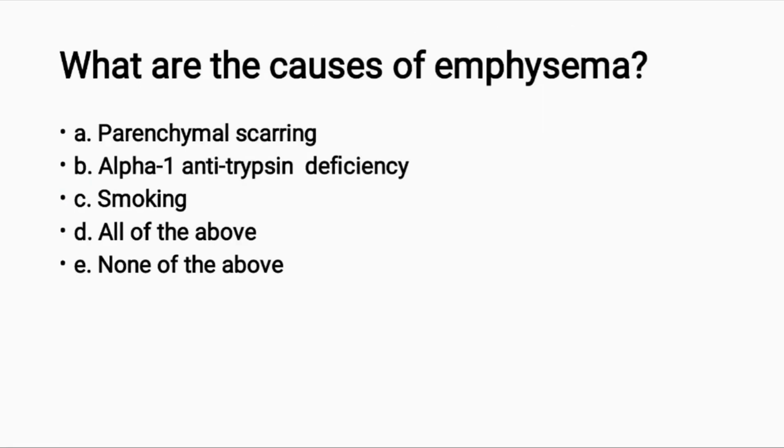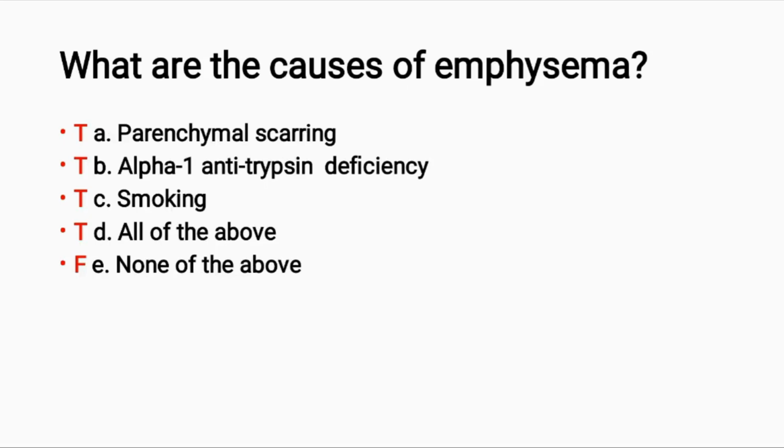What are the causes of emphysema? A. Parenchymal scarring. B. Alpha-1 antitrypsin deficiency. C. Smoking. All of the above or none of the above? Well, parenchymal scarring, alpha-1 antitrypsin deficiency, smoking, all these are the causes of emphysema.